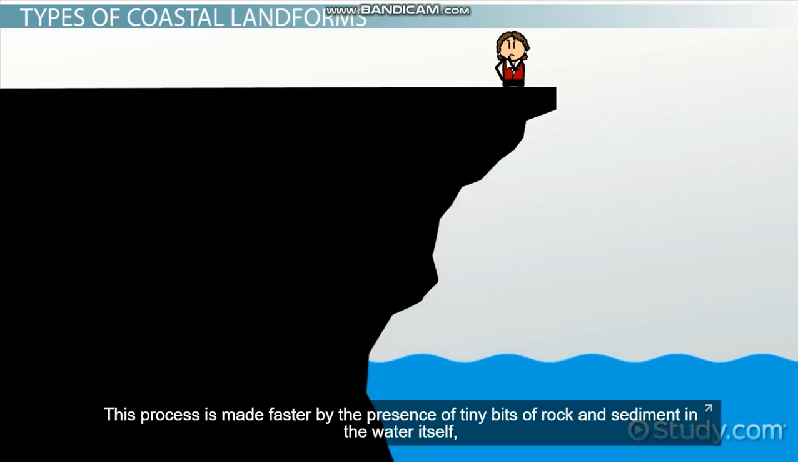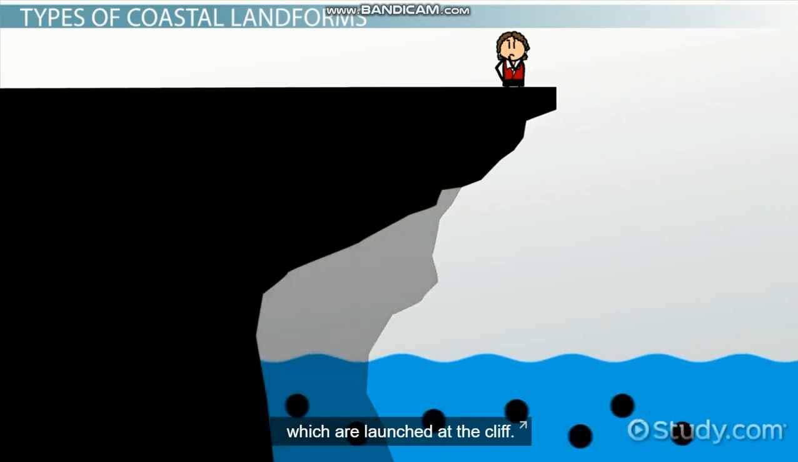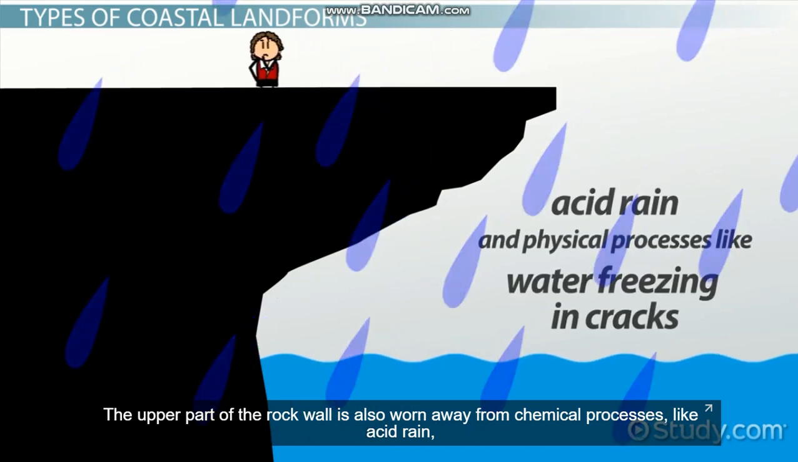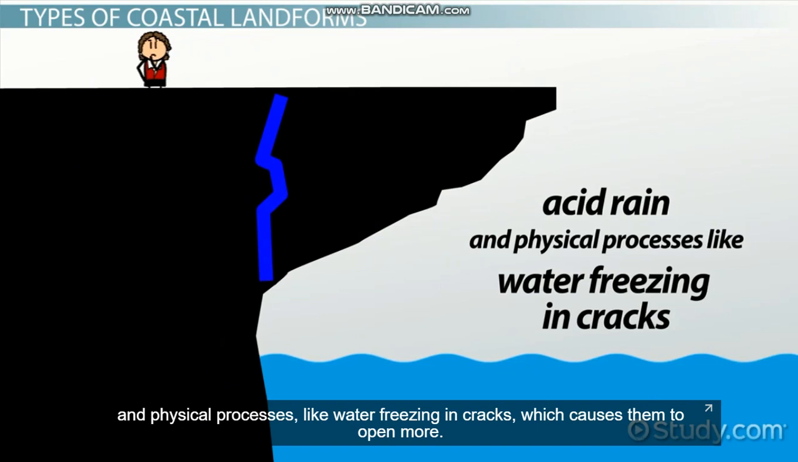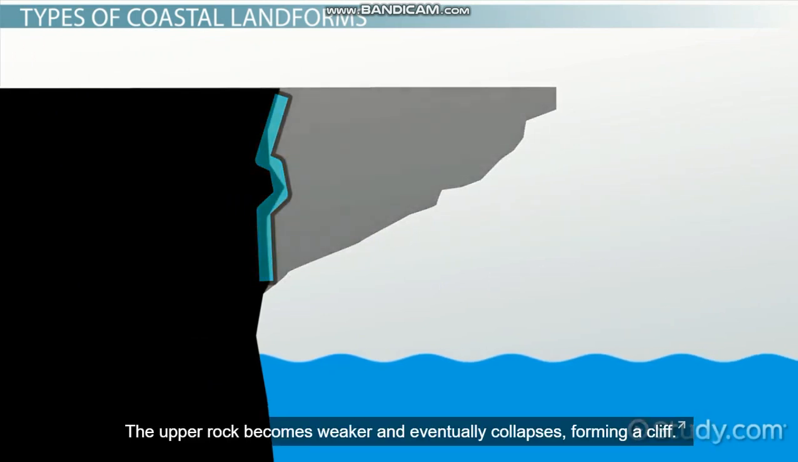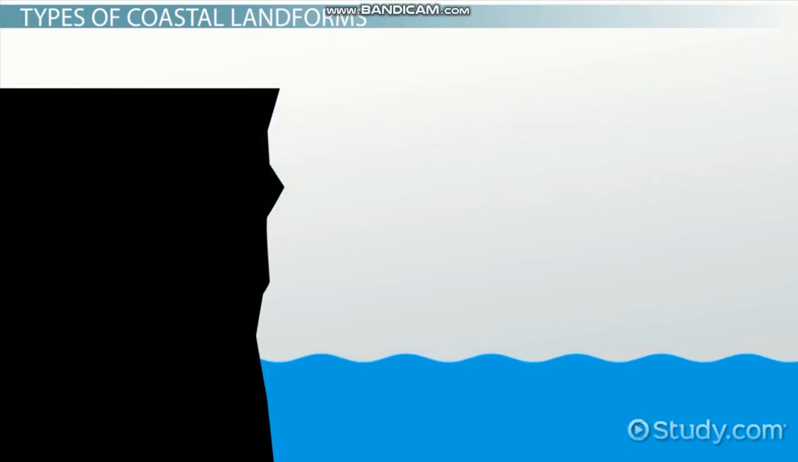This process is made faster by the presence of tiny bits of rock and sediment in the water itself, which are launched at the cliff. The upper part of the rock wall is also worn away from chemical processes like acid rain, and physical processes like water freezing in cracks, which causes them to open more. The upper rock becomes weaker and eventually collapses, forming a cliff.